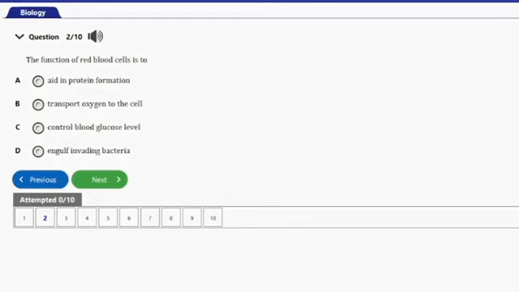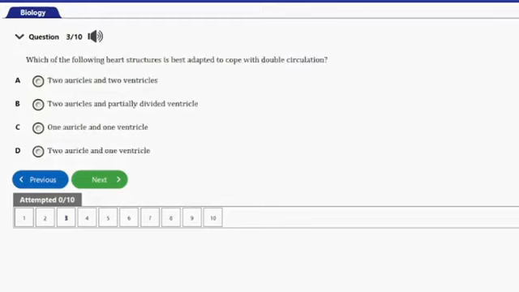Let's go ahead and consider the next question. That's question number 3. It says, which of the following heart structures is best adapted to cope with double circulation? We have A. 2 auricles and 2 ventricles, B. 2 auricles and partially divided ventricle, C. 1 auricle and 1 ventricle, D. 2 auricles and 1 ventricle. The answer to this question is option A, 2 auricles and 2 ventricles.